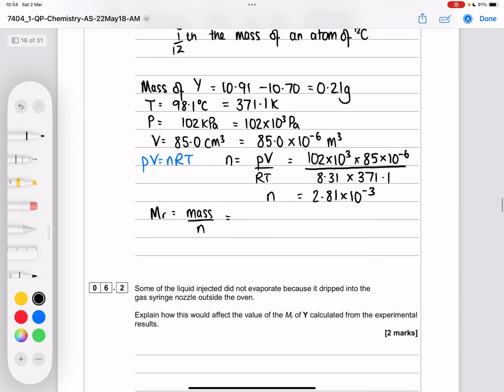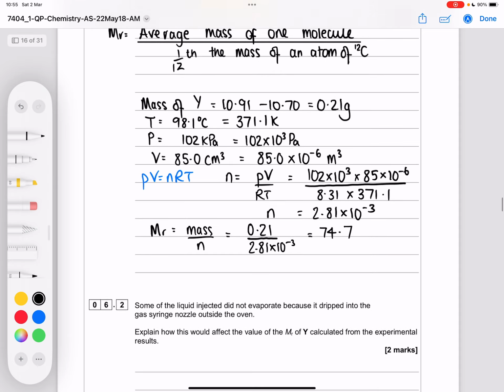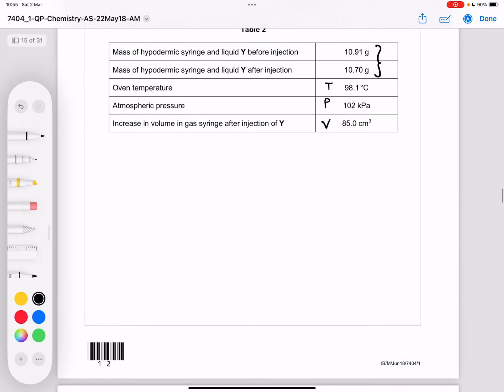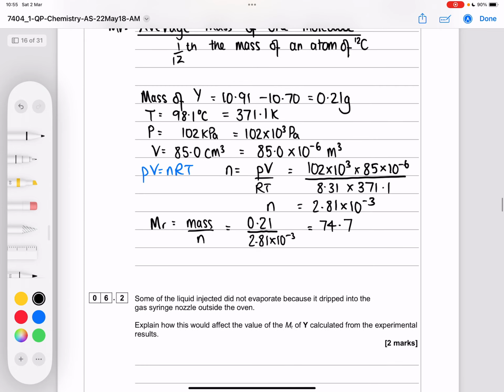And so Mr is mass divided by moles. So we're going to take the mass that we worked out was 0.21 grams, and divide it by our moles. So we're going to take our 0.21 and divide by 2.81 times 10 to the minus 3. That is going to give us 74.7. The number on the calculator is longer than that, but bearing in mind that the numbers in the table had 3 or 4 significant figures, 3 is the appropriate answer. And also Mrs in the periodic table are given to 1 decimal place, so giving our answer to 1 decimal place is also an appropriate way to give it.